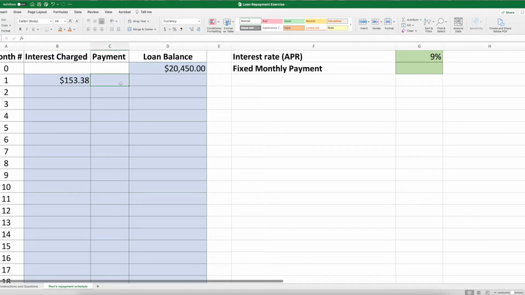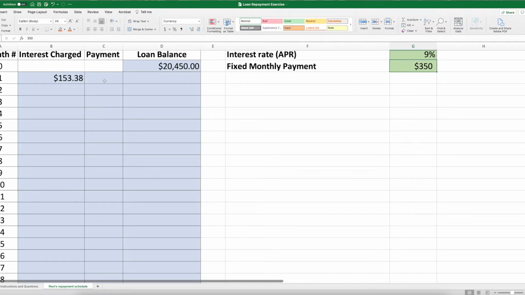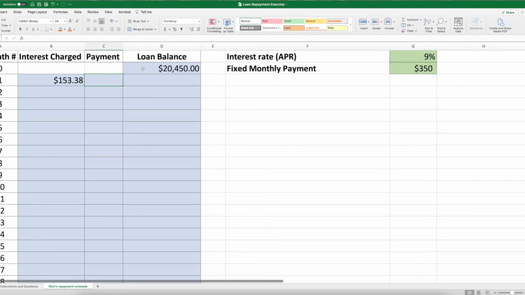Now, what is the payment that he's making the first month? Well, we are told that he's making a payment every month of $350, so it's going to be $350. And the way I'm going to do that is I'm going to enter the value $350 in this green cell corresponding to the fixed monthly payment. And then in the payment column, I'm going to simply refer to this cell. So I'm going to say equal to $350 and press enter, and it enters the amount automatically.